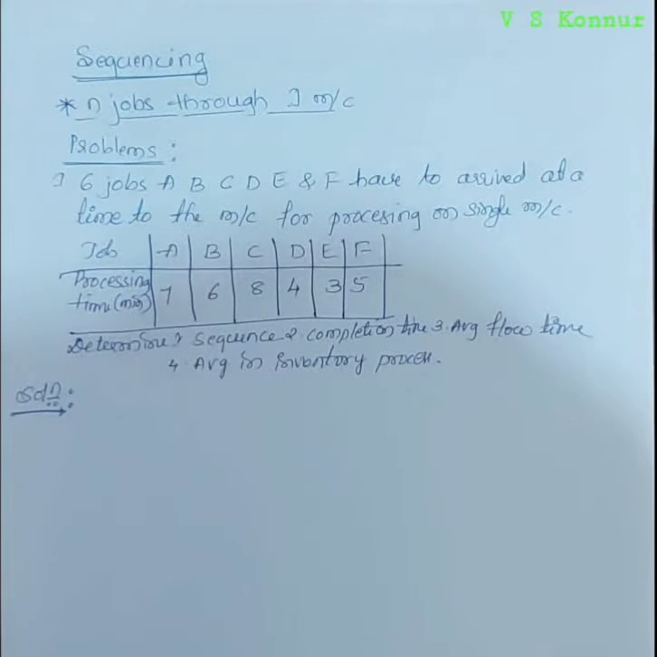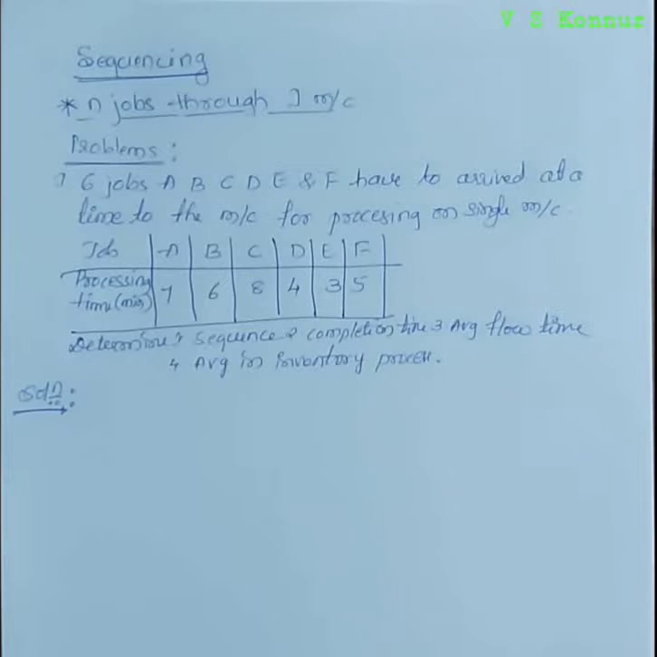Sequencing n jobs through one machine. Here the problem is given. There are 5 types of problems: n jobs through 2 machines, n jobs through 3 machines, n jobs through m machines, and 2 jobs through m machines. In that, the first one is n jobs through one machine.